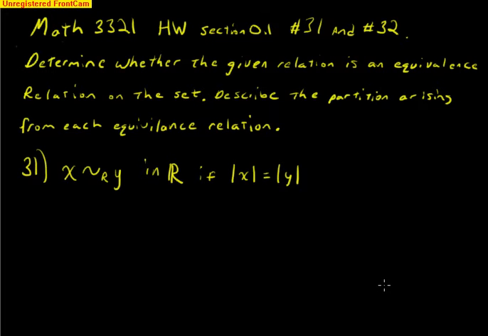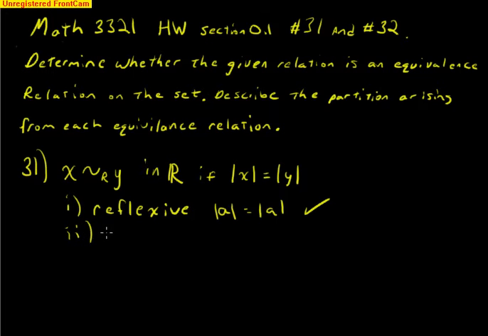Okay, moving right along with problem number 31 and 32. We're checking whether x is related to y, in R, if the absolute value of x is equal to the absolute value of y, is an equivalence relation. Once again, starting with checking to see if it's reflexive or not. Well, that would be, let's just use absolute value of a equal to the absolute value of a. Check. Yes, it is. These are pretty easy here.